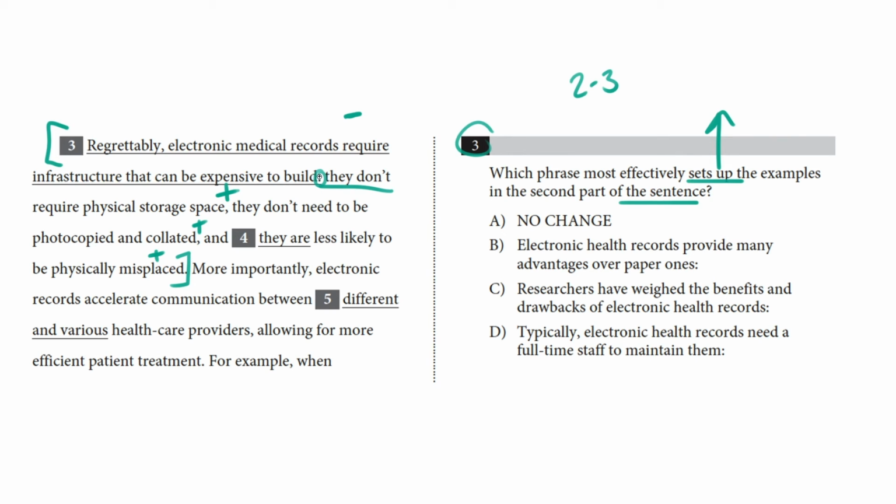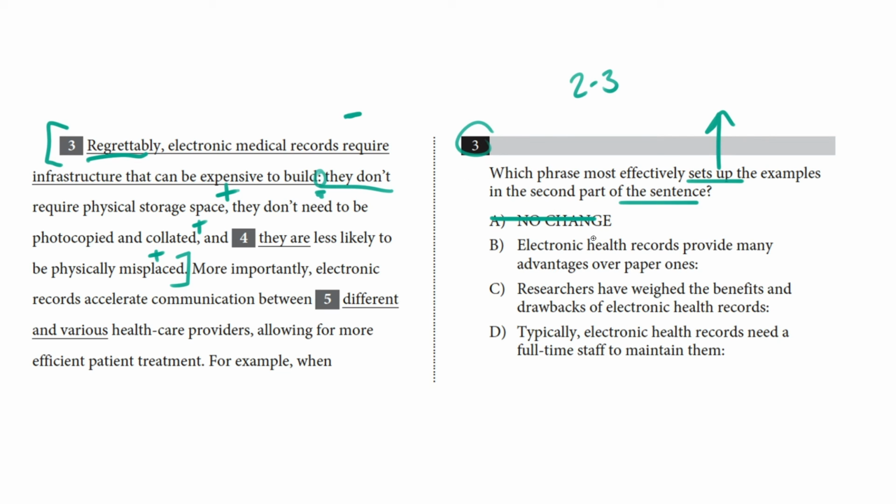So if I were going to look for a choice that effectively sets up these examples, I would look for something that says, wow, they're so convenient, or here are some things that I like about electronic medical records, rather than saying, unfortunately or regrettably, they're so expensive, because that seems like a negative that isn't really connected to their conveniences. This colon is doing a lot of important structural work. It's a very useful clue that tells me that choice A is not my choice. Because if it were, both of these things would be positive.